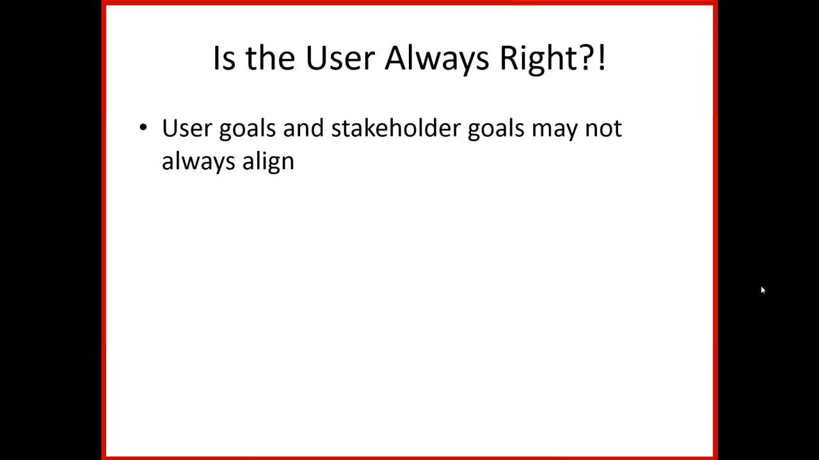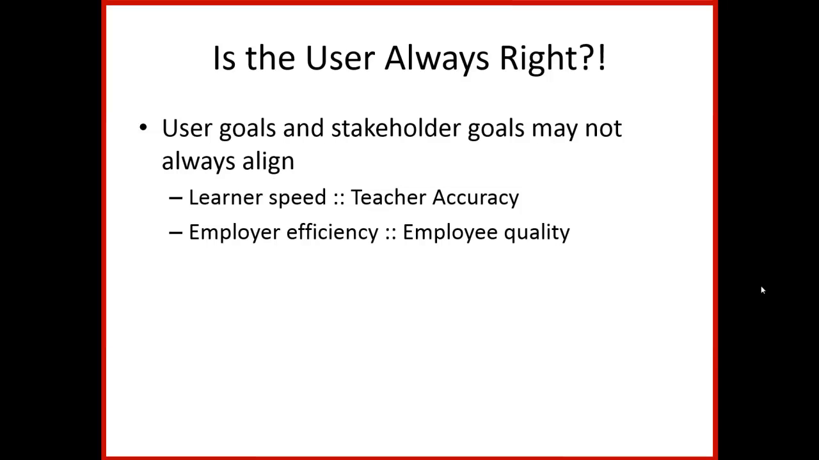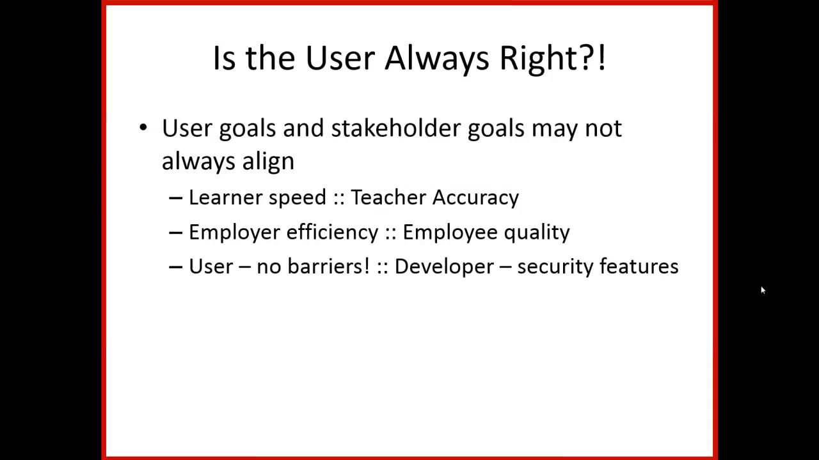One thing to consider as we're getting to the end of our lesson on user experience is whether or not the user is always right. In some ways, a user is always right, because if they reject your solution or your design and don't use it, you won't really have met your goal. However, it's always important to realize that your user goals and your stakeholder goals might not always align. So for example, a learner might prize speed, but a teacher might prize accuracy. The employer might prize efficiency, but the employee might prize quality over their speed in getting their tasks done.